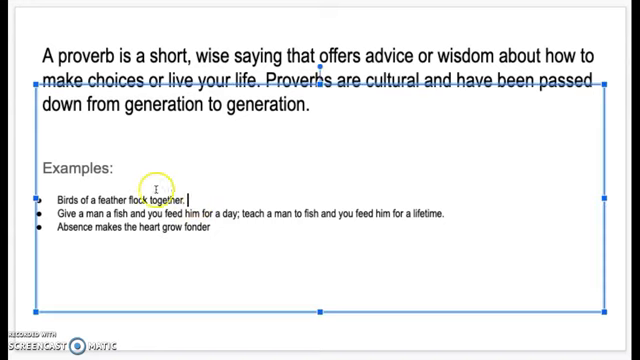You might have heard this saying. As you get older, and maybe even now, it's really important to choose good friends that will help you to make good decisions because of this short, wise saying, birds of a feather flock together. It means that people who have similar values, if you choose friends that are making bad choices, then you will most likely also make those bad choices. Birds of a feather flock together.